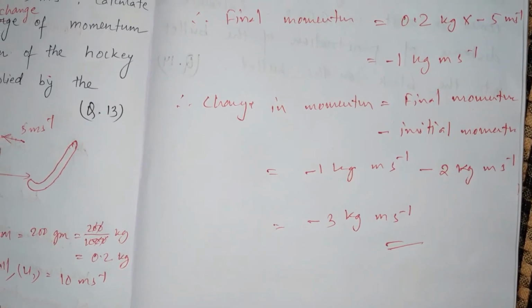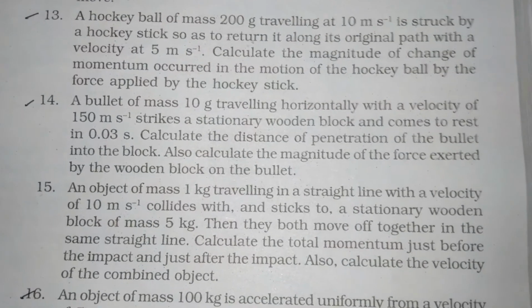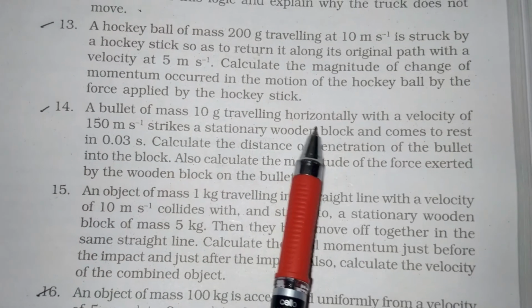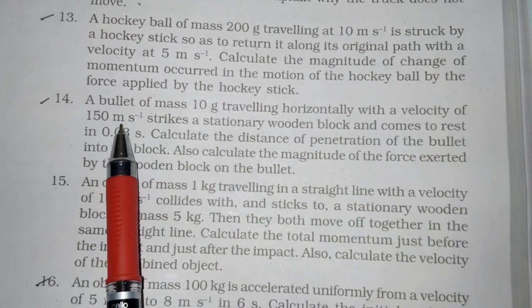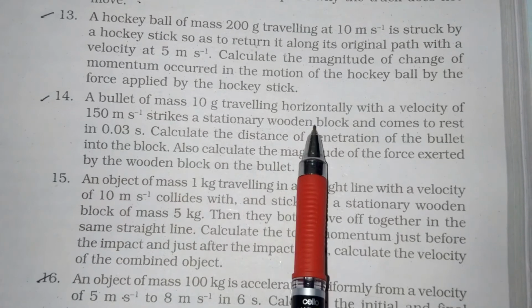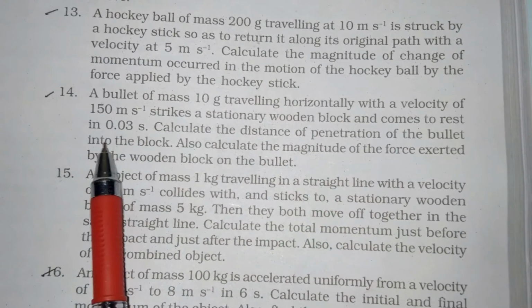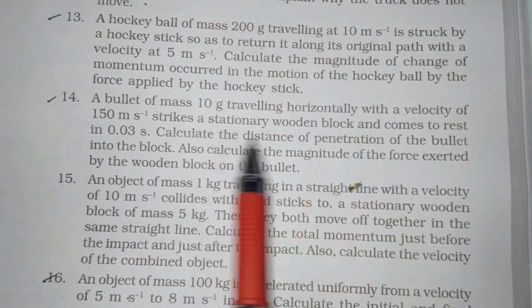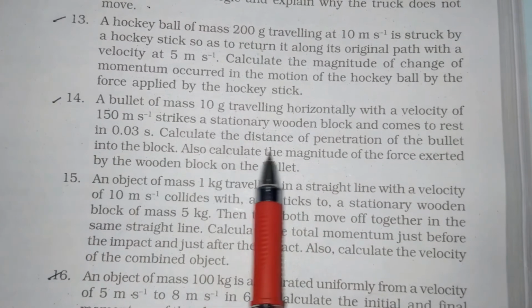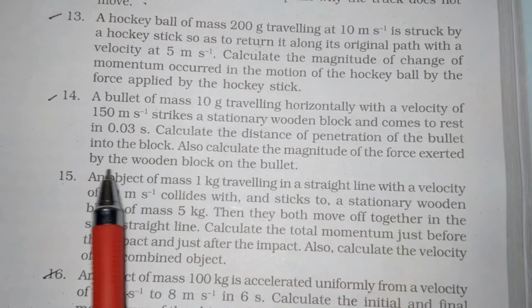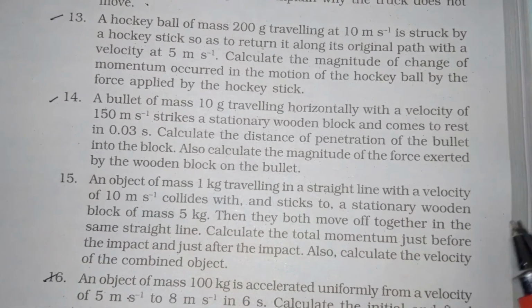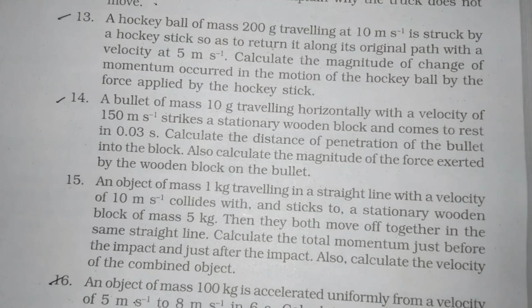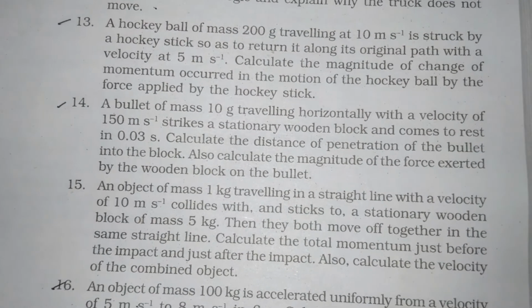So students, this is the 14th question of your book. As you can see, the question says a bullet of mass 10 gram traveling horizontally with a velocity of 150 meter per second strikes a stationary wooden block and comes to rest in 0.03 second. Calculate the distance of penetration of the bullet into the block. Also calculate the magnitude of the force exerted by the wooden block on the bullet. So this question is pretty much easy, but you have to understand it first. Okay, so I'll be explaining it now. Let's see what the question says.